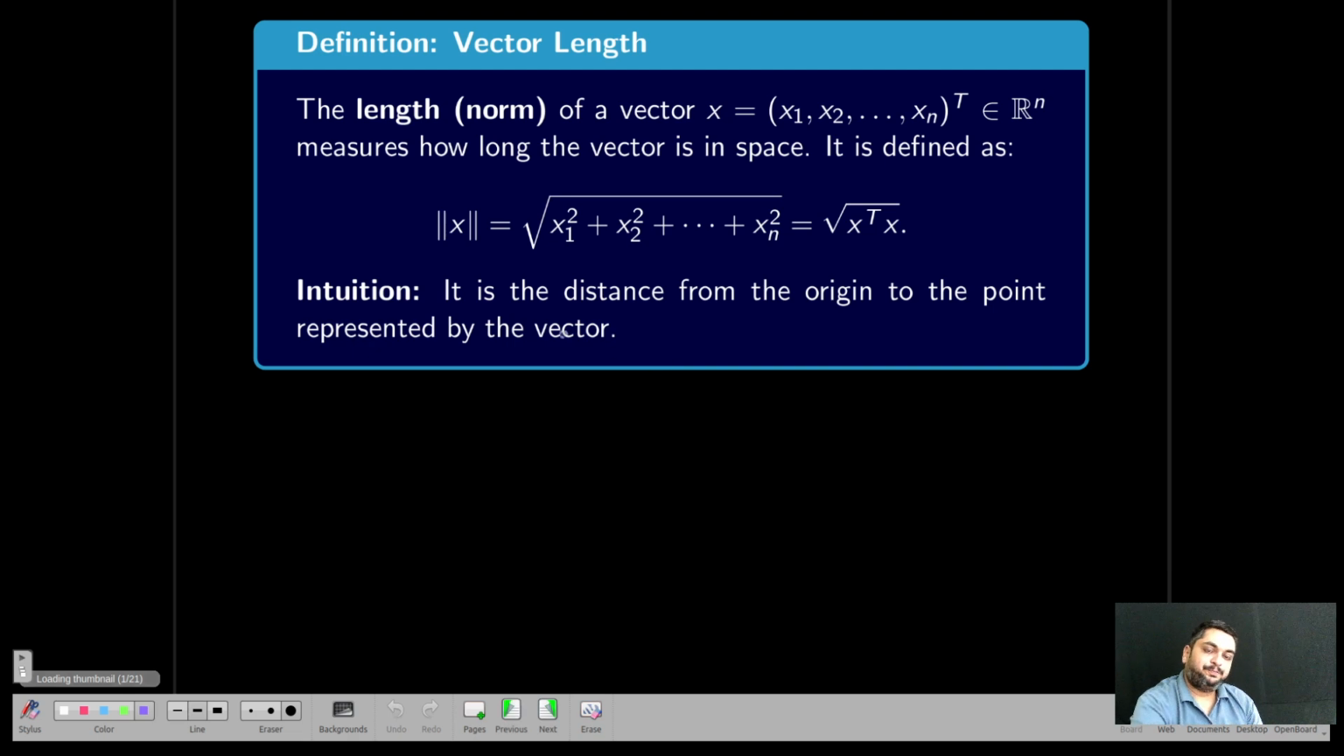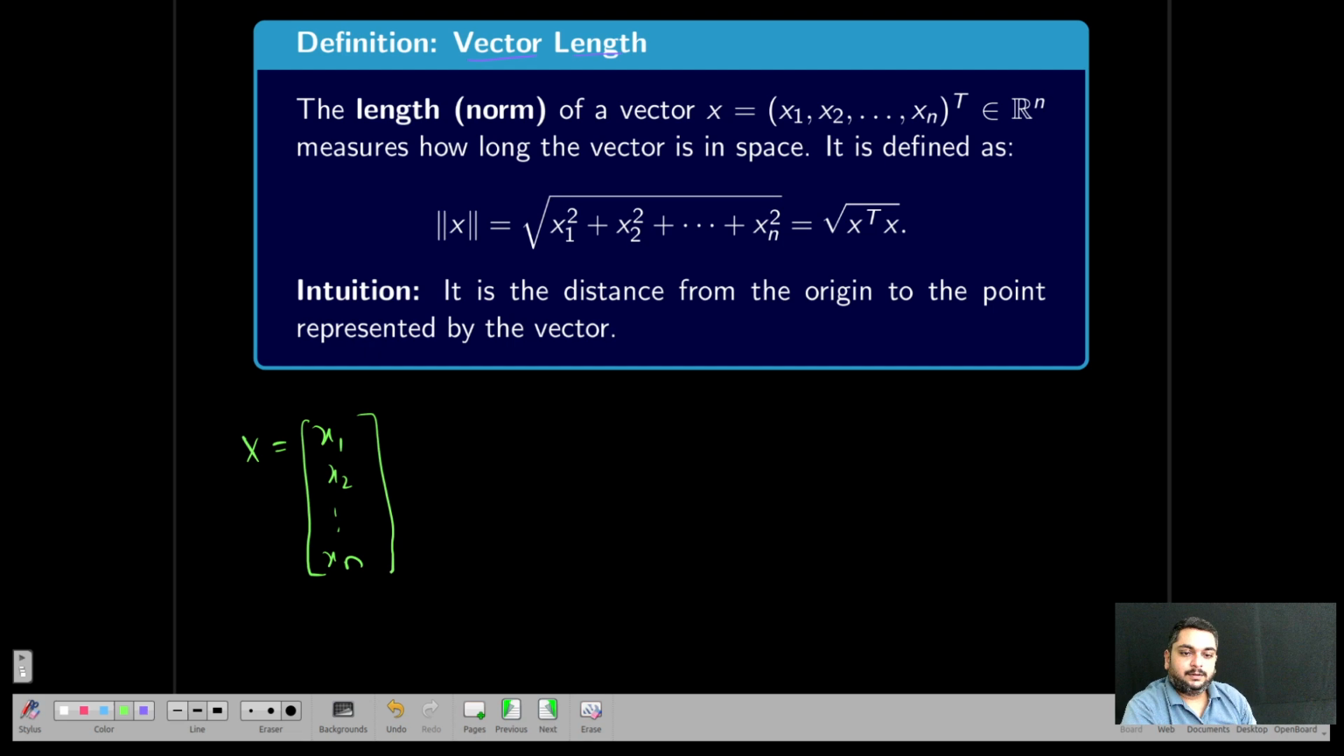So let's begin. Vector length. You have already studied this concept. What is a vector and vector length? We already know, let x be a vector, x1, x2, up to xn. Now, how do you find the length of this vector? The length is the square root of x1 square plus x2 square and so on, plus xn square.